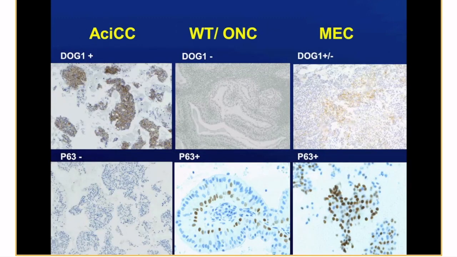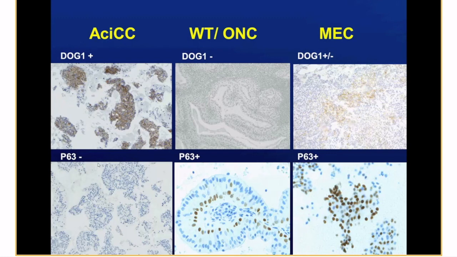So there are stains you can do, and as opposed to the stains in basaloid neoplasms, the stains for oncocytic neoplasms are very helpful, a lot more helpful than in the basaloid groups, because DOG1 is a very, very specific marker for acinic cell carcinoma in this setting, compared to Warthin tumor and oncocytoma that are flat out DOG1 negative. Mucoepidermoid carcinoma can be faintly positive for DOG1, but it's going to be faint and focal compared to DOG1 that is strongly diffusely positive in acinic cell carcinoma.